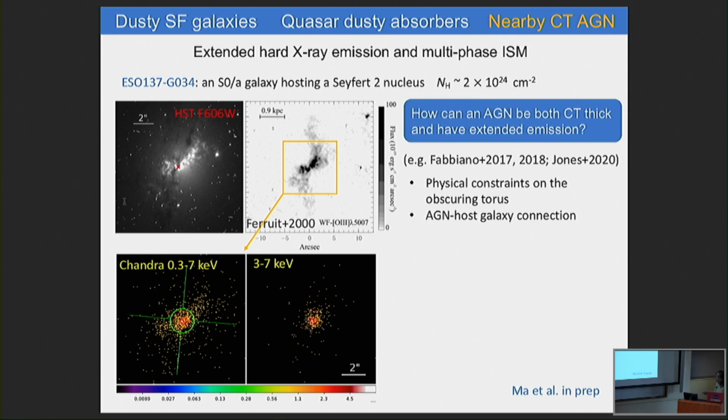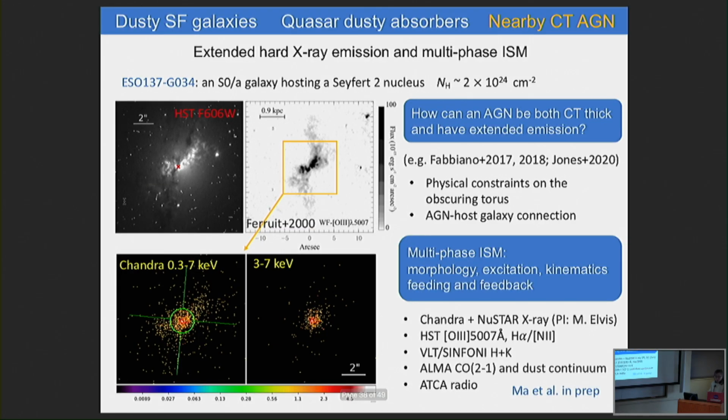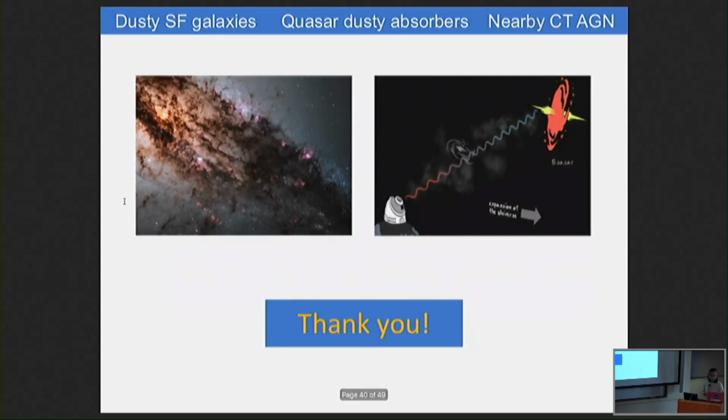This is the 3 to 7 keV hard band only. We still see excess counts in the extended region, but this is less significant than the soft X-ray. For this one, we have multi-wavelength data that we can use to study their multi-phase ISM, the morphology, excitation mechanisms, and kinematics to understand the feeding and feedback mechanisms. So this is work in progress. Hopefully, I'll come back to report the final results, so please stay tuned. I will just leave the summary slide here, and thank you very much.